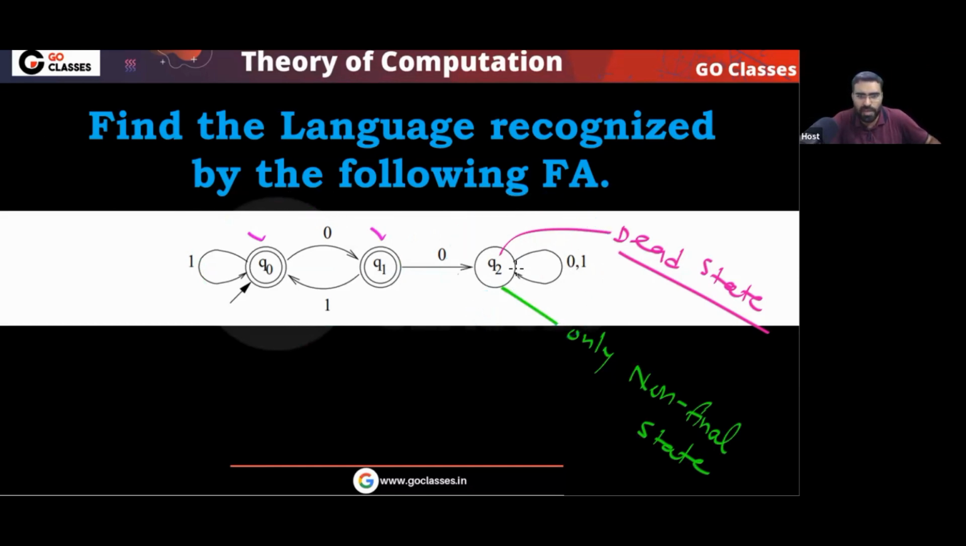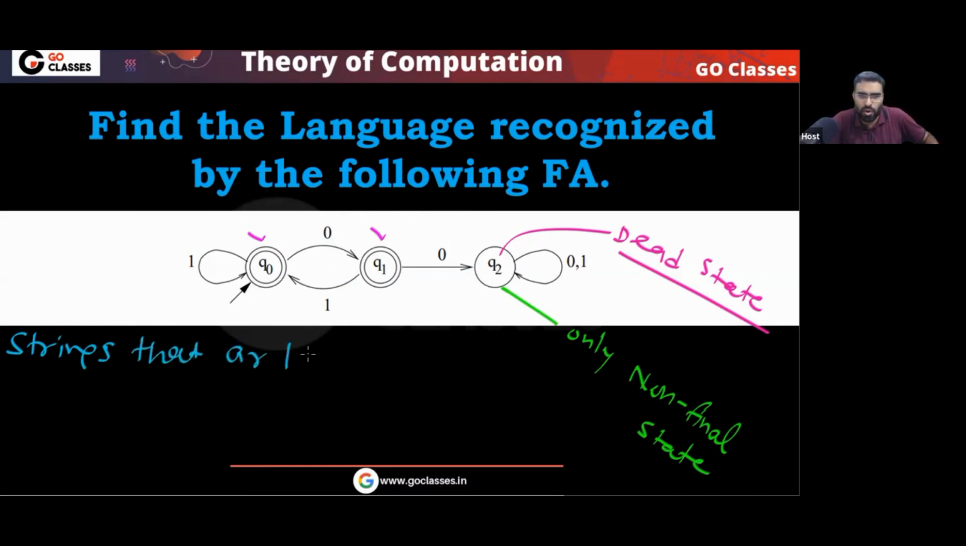So tell me, when can you go to this dead state? In which situation will you go to this dead state? I will go to this dead state if I have consecutive zeros. Yes or no? Correct? So you can easily notice, for consecutive zeros, I will go to this dead state. So if the string has consecutive zeros, then that string is not accepted. So I can say strings that are not accepted.